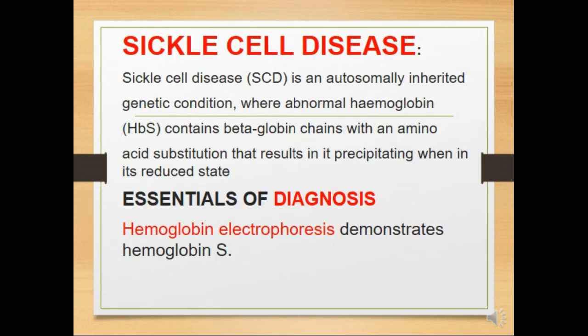Sickle cell disease. Sickle cell disease is an autosomal inherited genetic condition where abnormal hemoglobin S contains a beta globin chain with an amino acid substitution that results in precipitation when in reduced state. The essential test for diagnosis is hemoglobin electrophoresis, which demonstrates hemoglobin S.